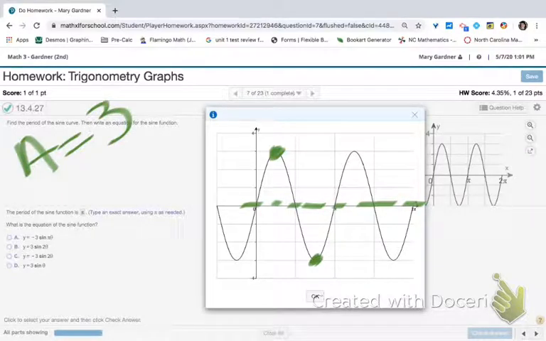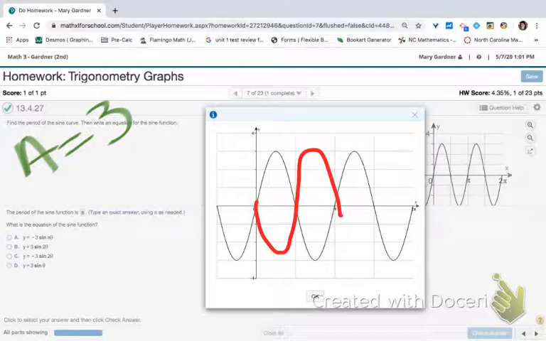This function starts at the origin and goes up and then down. So we go up and then back down. So that means it is a positive sine function. It would be a negative sine function if we went down and then up. Okay, that would be negative, going down first.